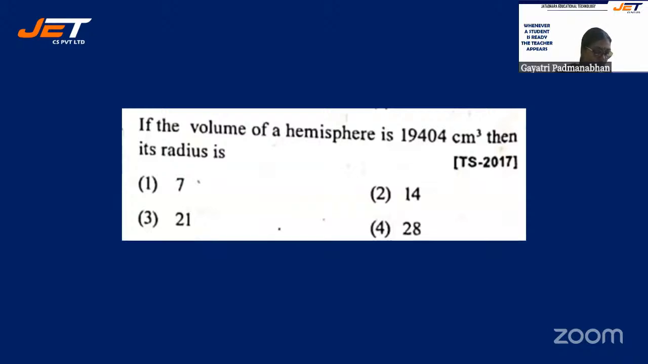If the volume of a hemisphere is 19,404, okay, then what is the radius? Right. So for this, you need to know the volume of the radius, volume of the hemisphere. Yes. So you can quickly just see the formula for volume of the hemisphere.